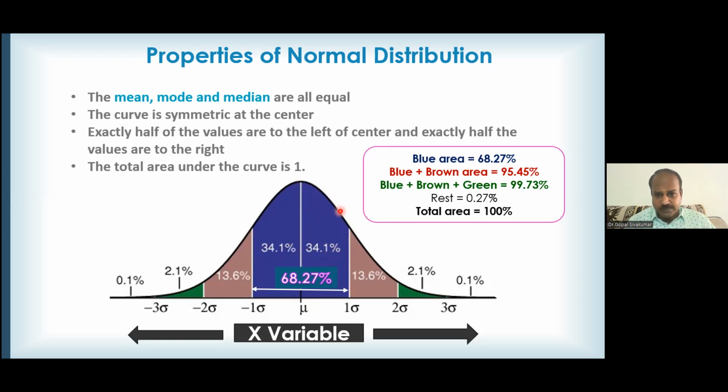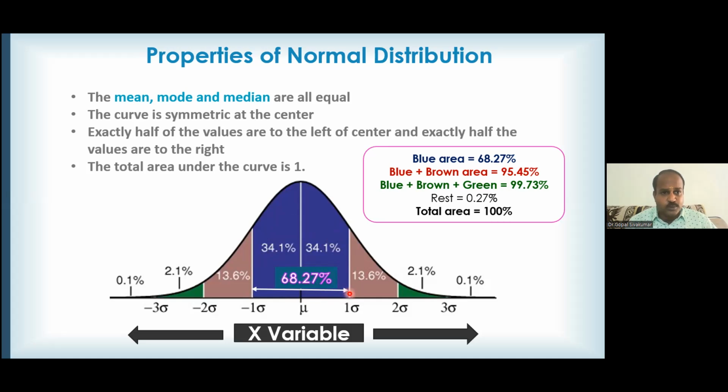Isn't it? A major portion of the curve is available in the form of blue color, which is near to the center line. And what percentage is it? 34.1. Whatever you observe on the right side will be applicable on the left side also, because your curve is symmetrical at the center. So another 34% here. So the blue color area is measured to be 68.27%. Hope all of you understand this.